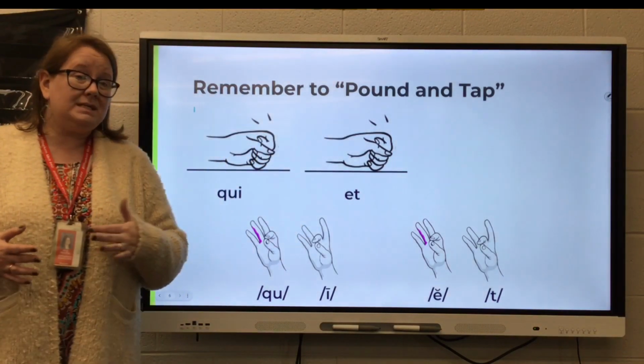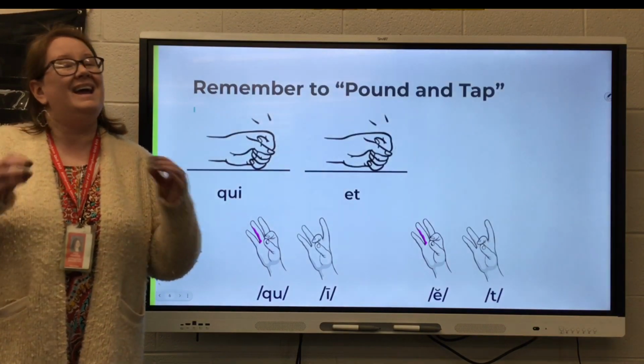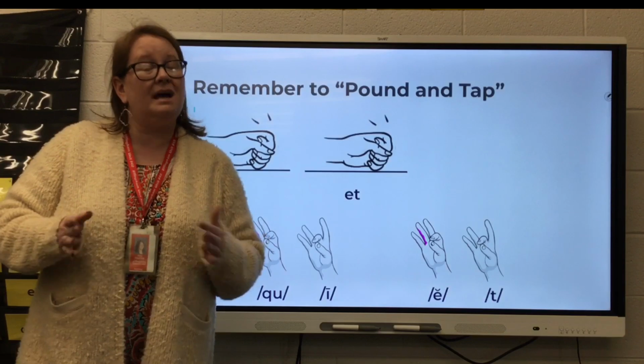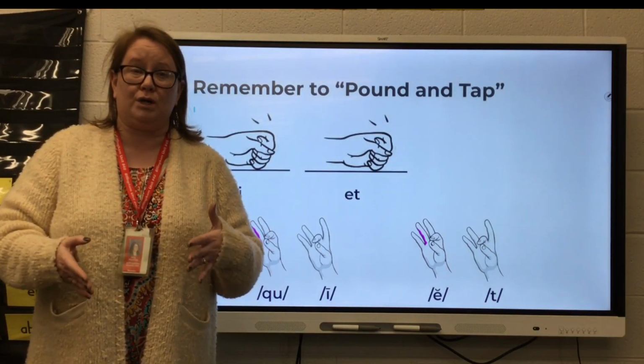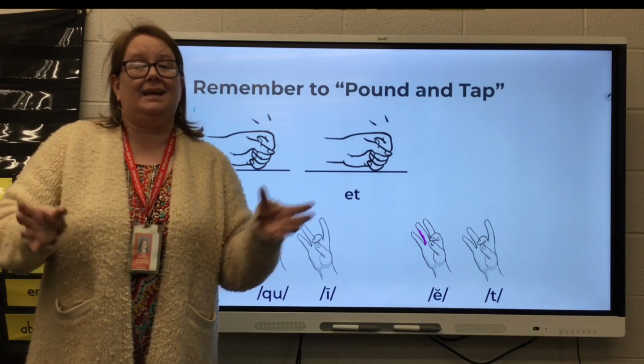So I hope this helps you as you're learning your spelling words and working on reading and spelling this week. It's not very often, but sometimes we do have to divide words in between the vowels when we are making syllables.